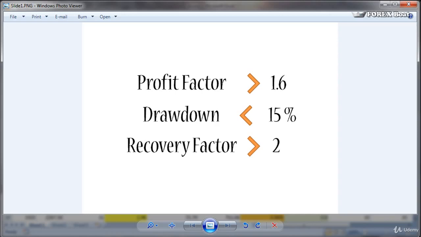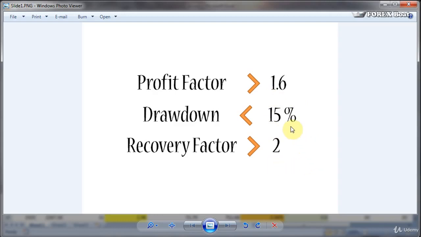In the previous tutorial we talked about the recovery factor, and today I will give you some recommendations around which parameters you should focus on when optimizing your systems in MetaTrader 4. So the three main parameters that you should be looking at are the profit factor, the drawdown, and the recovery factor. And the main rule of thumb is for you to look for a profit factor above 1.6, a drawdown of under 15%, and a recovery factor of above 2.